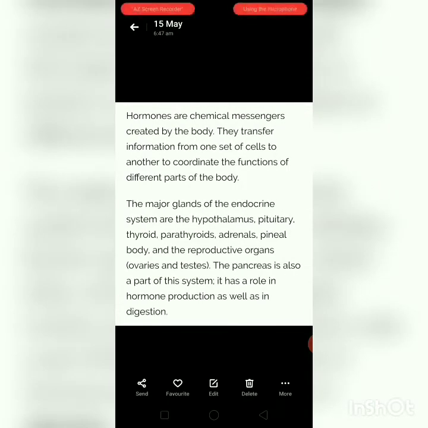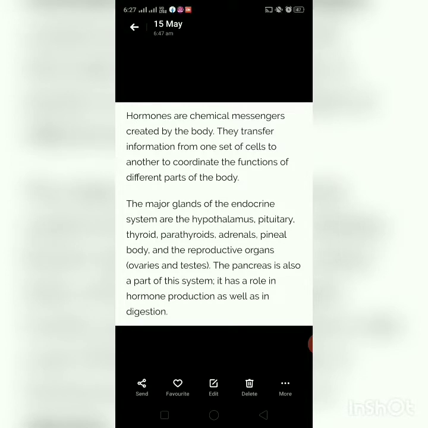The hormones are released into the bloodstream and may affect one or several organs throughout the body. What are hormones? Hormones are chemical messengers created by the body. They transfer information from one set of cells to another to coordinate the function of different parts of the body.